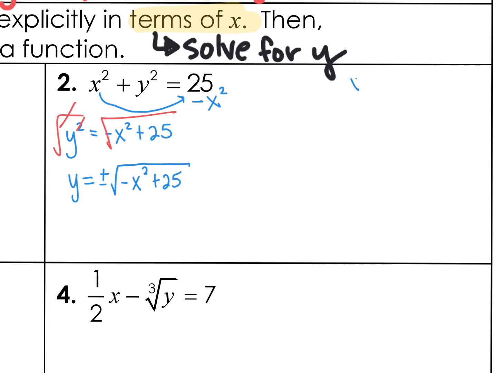Because, for example, if I have x squared equals 25, and I take the square root, x could be positive 5 or negative 5, because positive 5 times positive 5 is 25, and negative 5 times negative 5 is 25. So every time you take the square root, you have to do a plus and minus option.